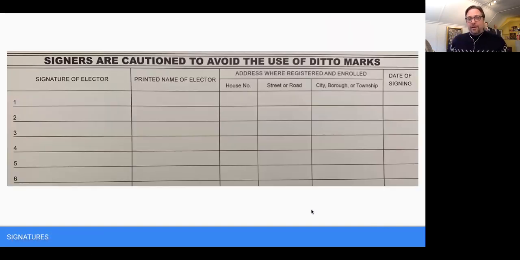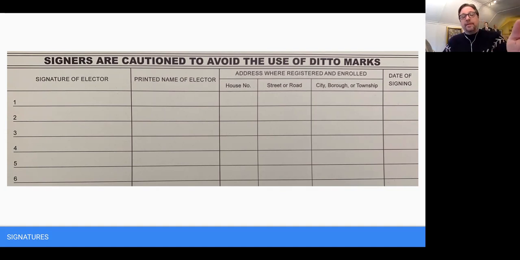The next area on the form, and I have a couple here, I'll show you. The form is large. It's a legal size sheet of paper, which is why it is difficult to display here. But I will give you the close up of what each line looks like. And I want to talk about some of the pitfalls here as you are collecting signatures.